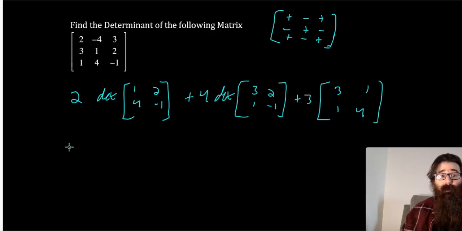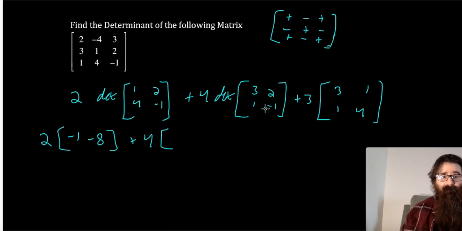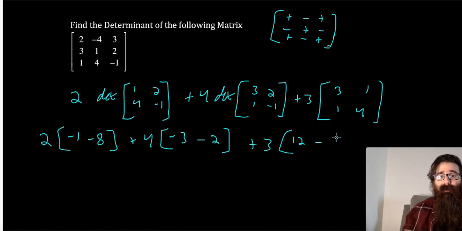And now I compute the 2 by 2 determinants. So 2 times, here I have -1 minus 8, plus 4 times, 3 times -1 is -3, and then minus 2 times 1. And then 3 times, here we have 3 times 4 is 12, minus 1 times 1 is 1. And let's see where we can go with this.